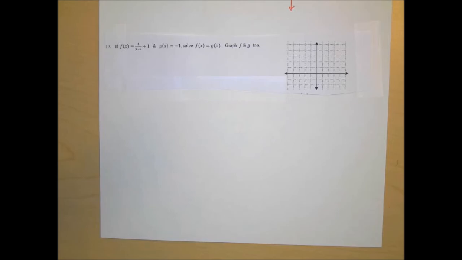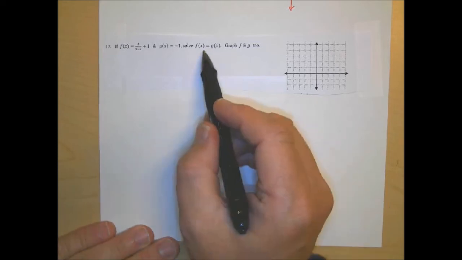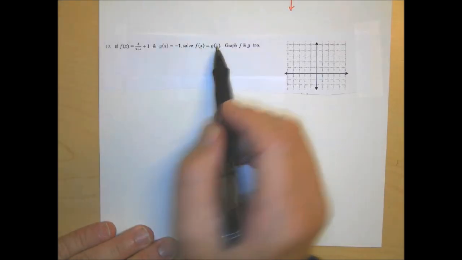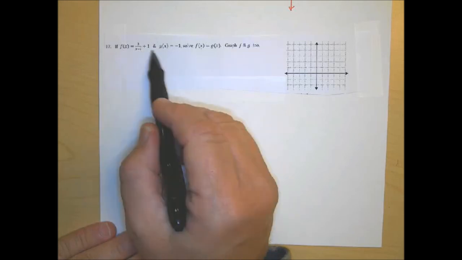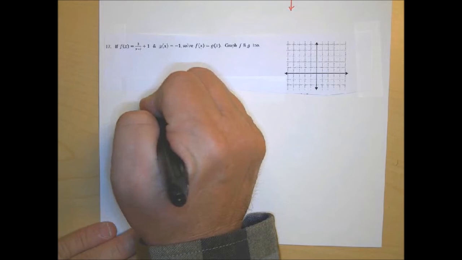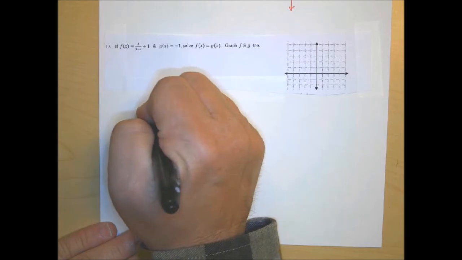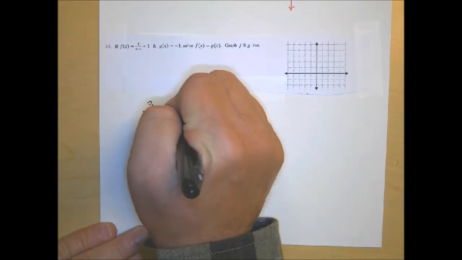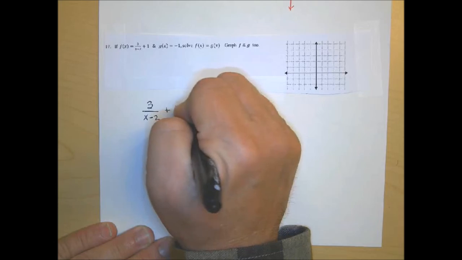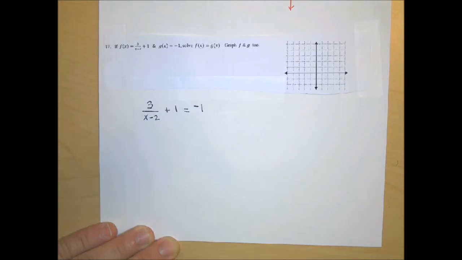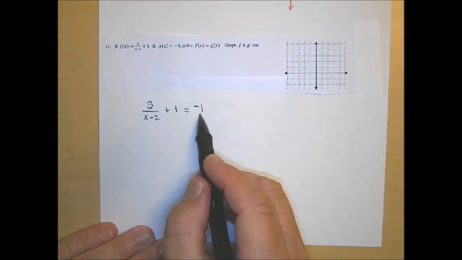Okay, for problem number 17, we're going to do a graphing solution and an algebraic solution. The bottom line of this problem says we want to know where f of x and g of x equal each other. Well, they tell us what the two equations are, so I'm just going to set the two equations equal to each other. F of x is 3 over x minus 2 plus 1. Okay, that's f of x, and we're told that it equals g of x, which is negative 1. So the algebraic setup right here would be like this.